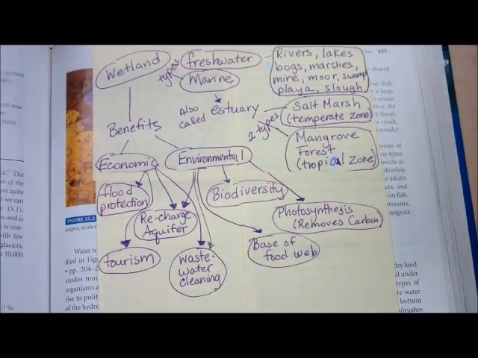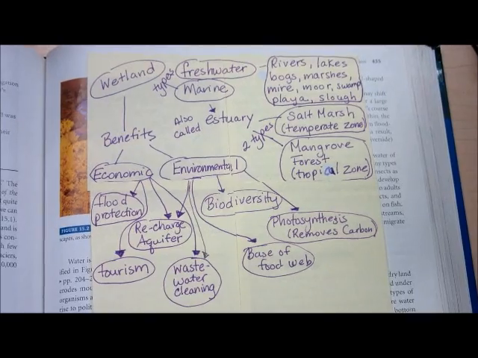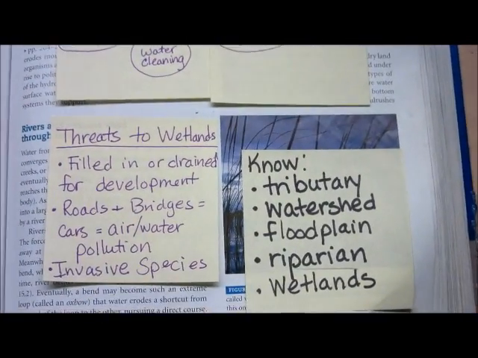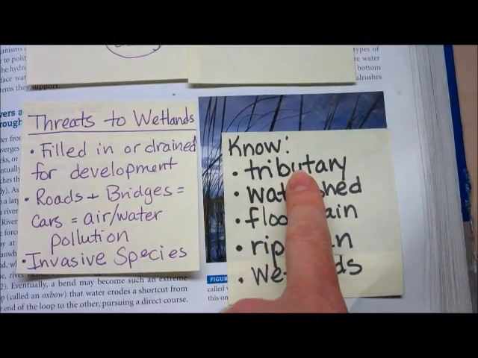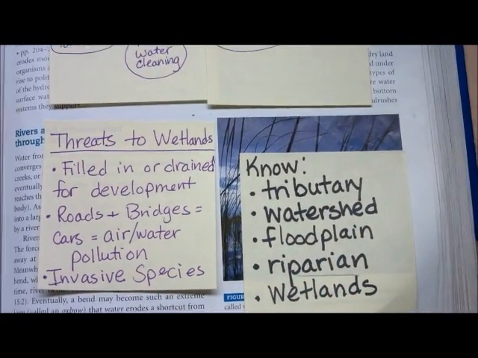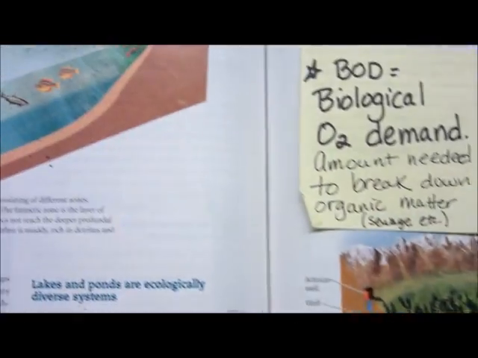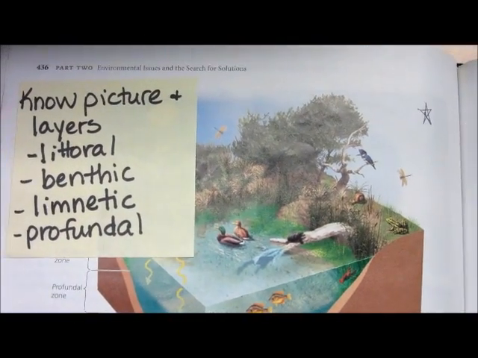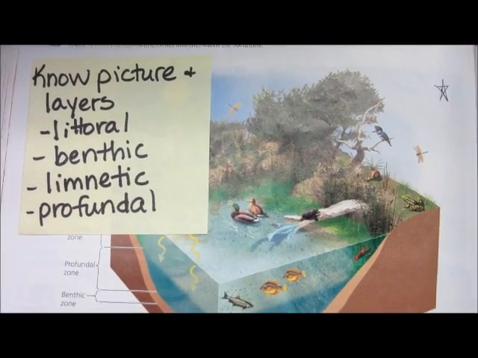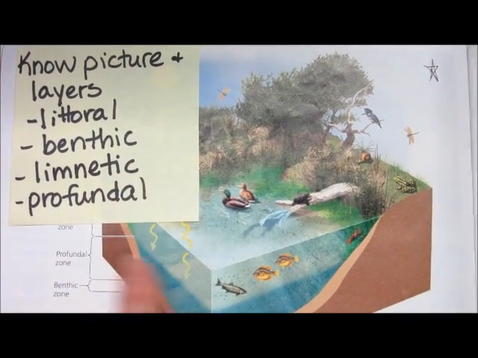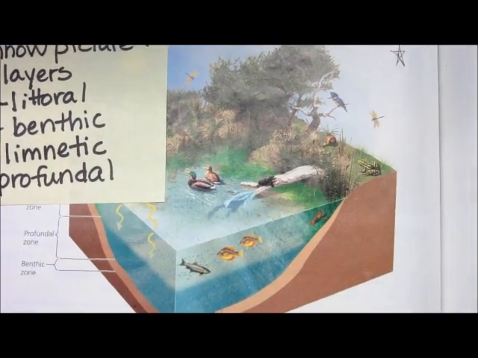Sometimes I will make a bubble chart for them. This one happens to be about wetlands. And then some vocab. So instead of defining all the vocab, I just say know these on this page, because they can just look at it and memorize it. They don't have to write out a definition. And then on a chart and a graph, I'll say know the picture and the layers. So they don't need to, again, write the definitions. They can just memorize the picture and the graph.